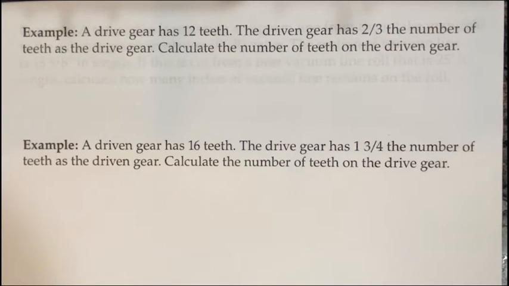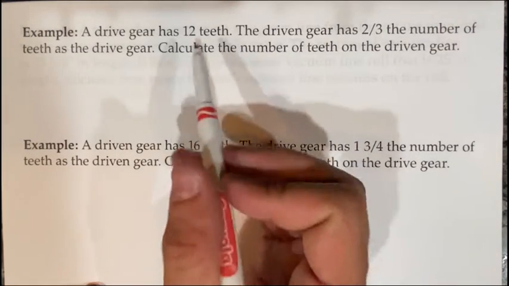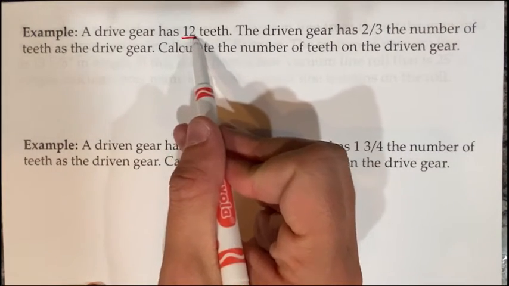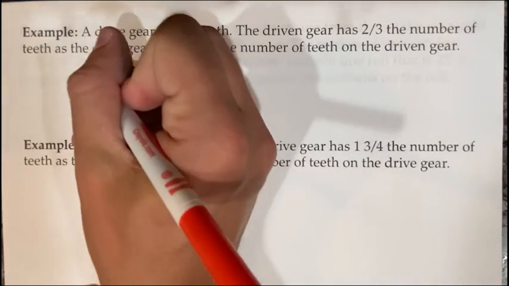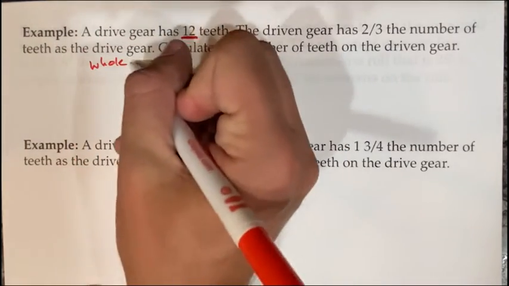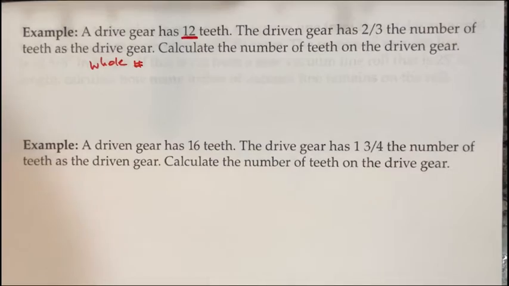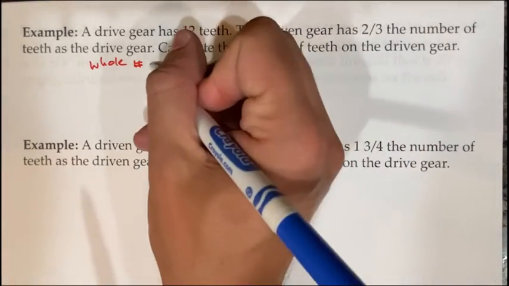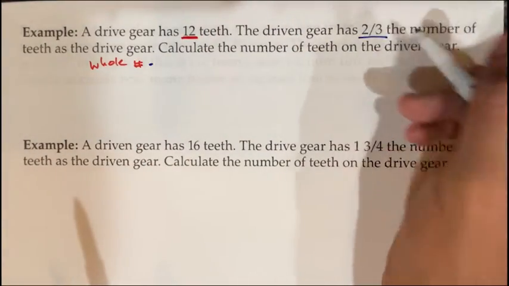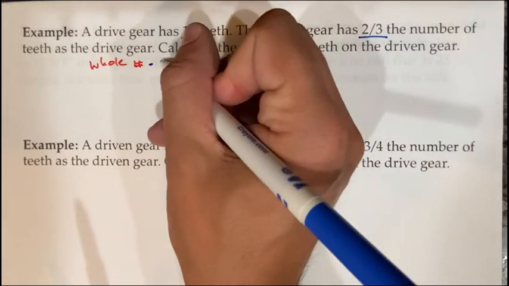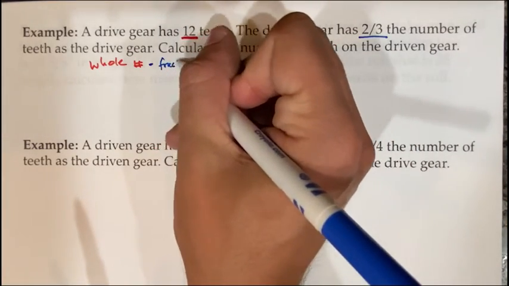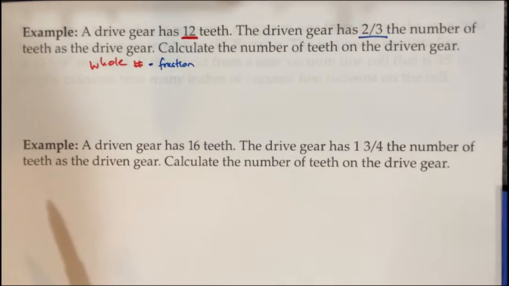Okay, so for these example problems, we're just going to be doing some really simple fraction operations, which is going to be multiplying a whole number with a fraction. So first, we want to identify our whole number. Okay, and then we're going to be multiplying it by our fraction. And to perform this operation, it's really simple.